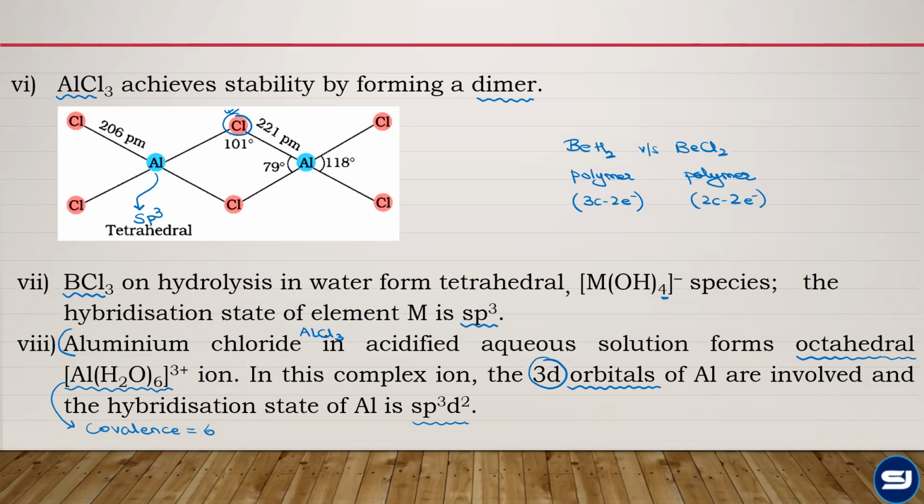The covalence is 6. Here the covalence for the species is 4, which is also the max for the second period element. Fine.